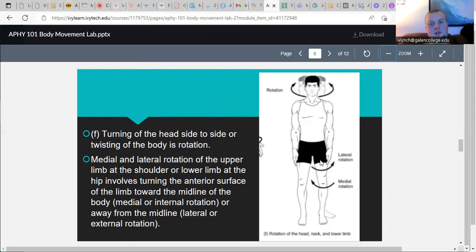We also have rotation that we can do towards a certain direction. For example, the hip. The hip we can use to make a lateral rotation movement. This will be turning the leg and foot out so that the toes are pointing away from the body. Medial rotation, other direction, turning the hip, the knee, and the foot in, having the toes pointing down and in towards the body. So the medial and lateral rotation of the upper and lower limb, right? We involve turning the anterior surface of the limb towards the midline of the body or away from the midline of the body.